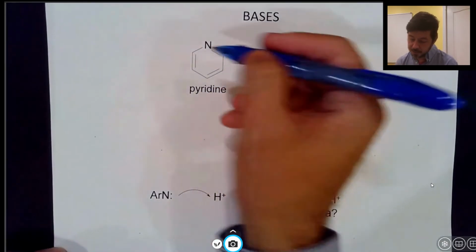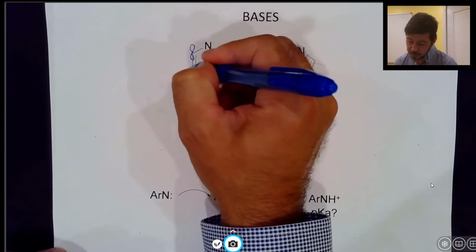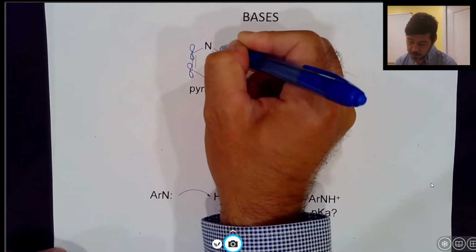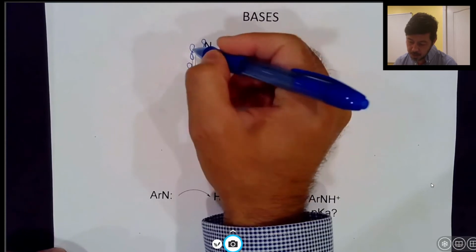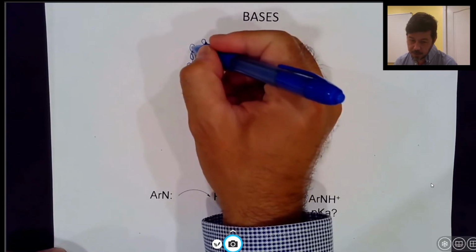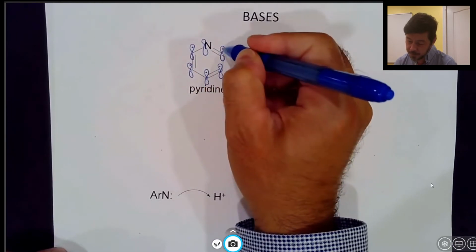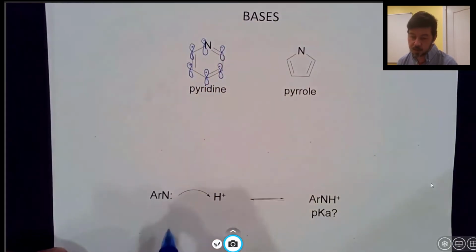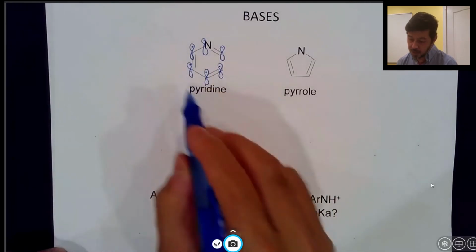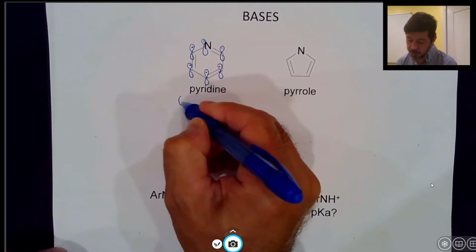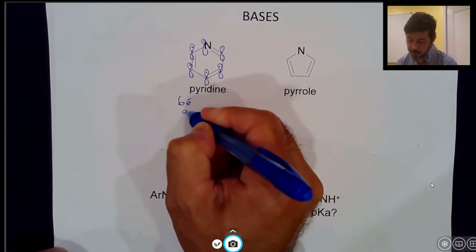Okay, so pyridine, let's draw in the p orbitals. And you can see each of these pi bonds here, well, I gotta move my hand out of the way, are sharing 2 electrons, okay? So if you actually count the number of electrons, each pi bond is sharing 2 electrons, you actually have 6 electrons, and this is actually aromatic.